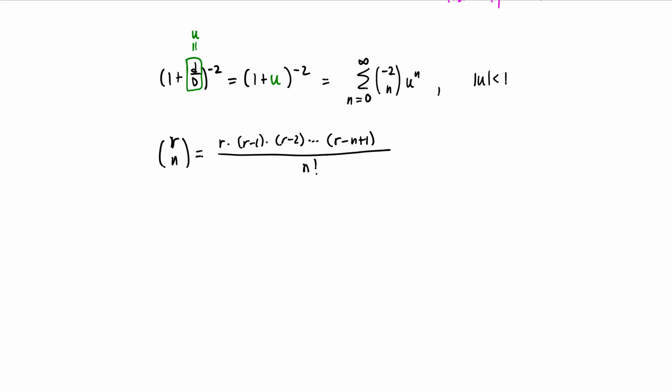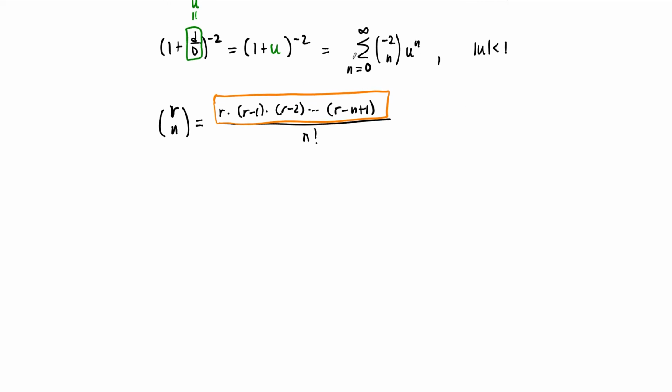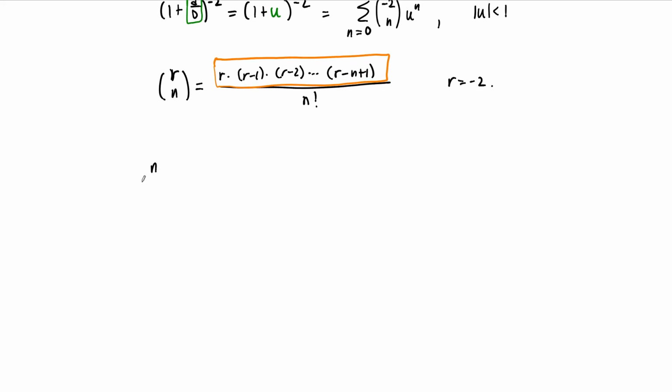I would like to make a formula for this that's easier for us to deal with, so I'm going to look at these terms and make a table of them. By the way, for us, r is equal to negative 2. Let's make a table in terms of n, so we want n equals 0, 1, 2, etc. When n is equal to 0, this coefficient is just equal to 1.